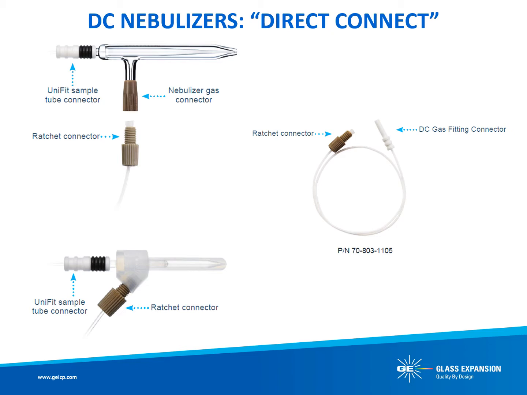At the other end of the DC gas line is an ICP-specific quick connect to the argon gas supply. This improved gas connection helps to maintain optimal back pressure for consistent day-to-day nebulizer performance.